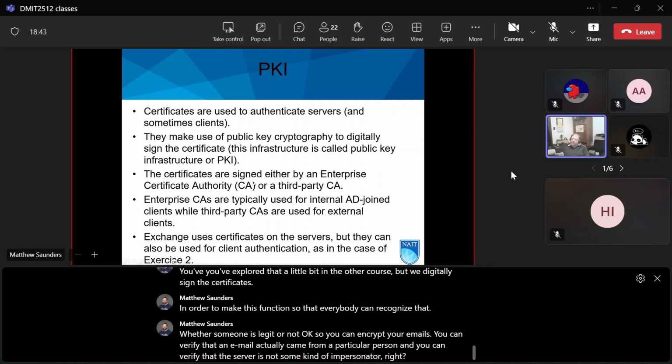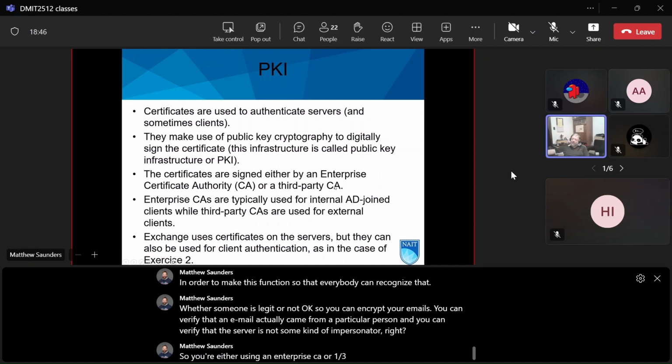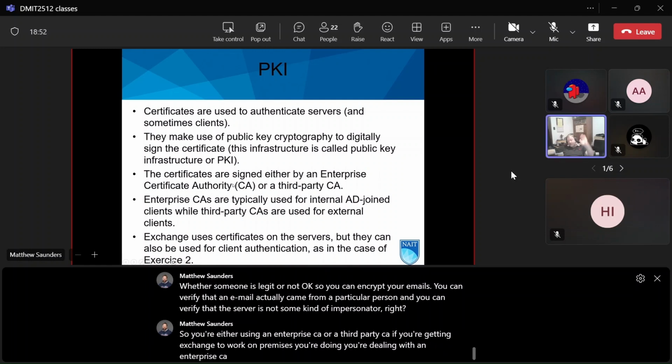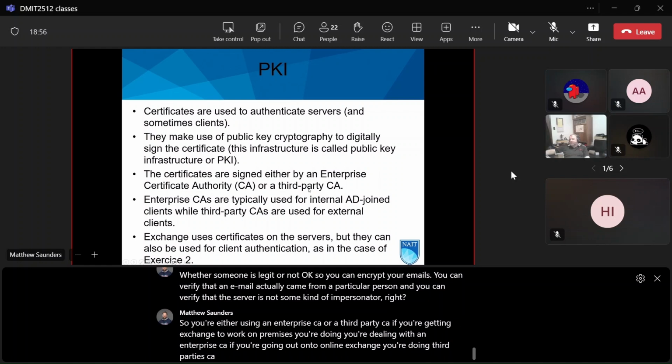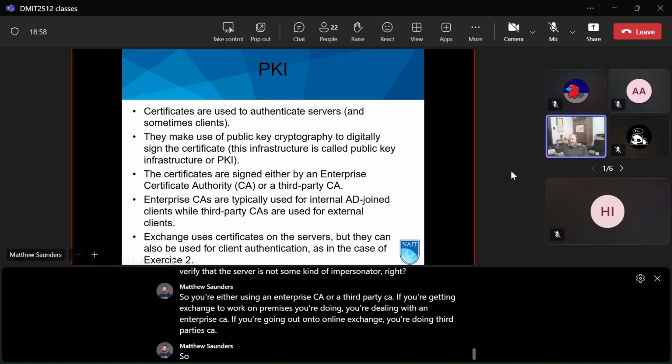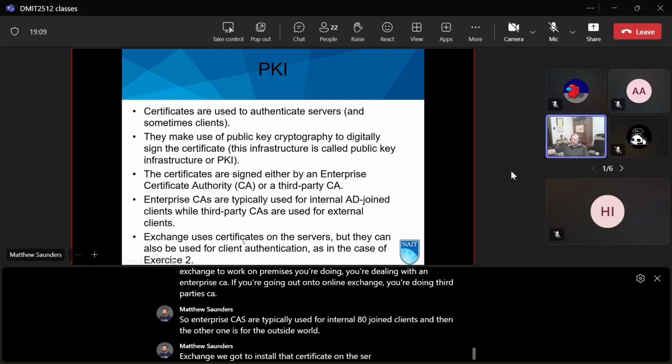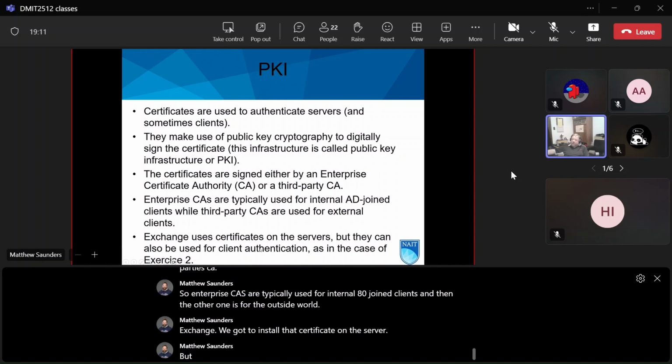So you're either using an enterprise CA or a third-party CA. If you're getting Exchange to work on premises, you're dealing with an enterprise CA. If you're going out onto online Exchange, you're doing third-party CA. Okay. So enterprise CAs are typically used for internal AD domain joined clients, and then the other one is for the outside world. With Exchange, we've got to install that certificate on the server. But within an Active Directory domain, you can also set it up for the clients.